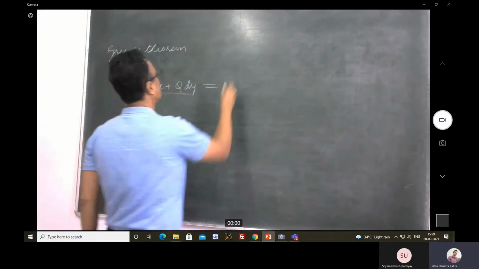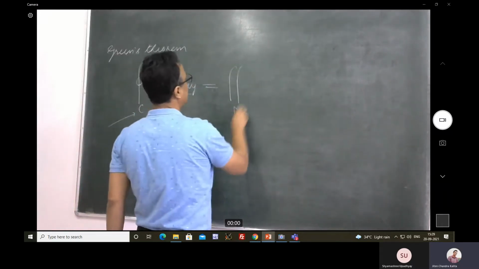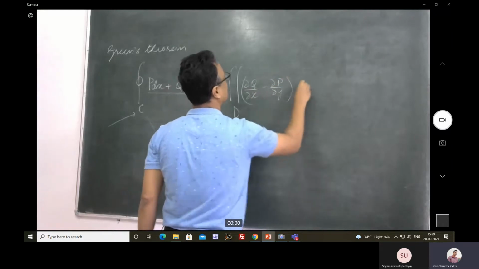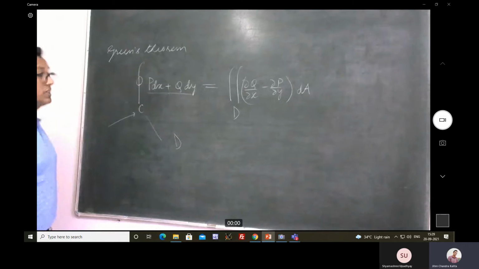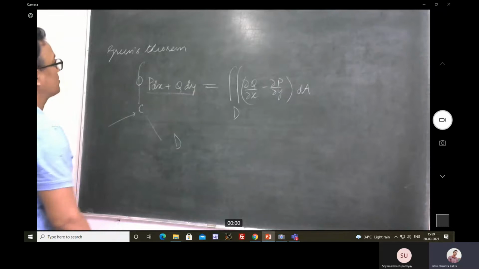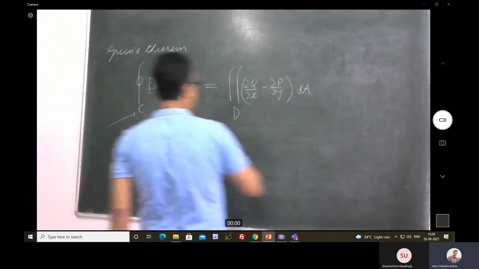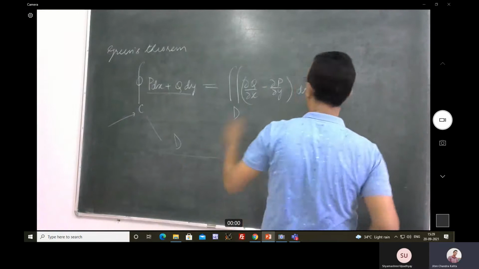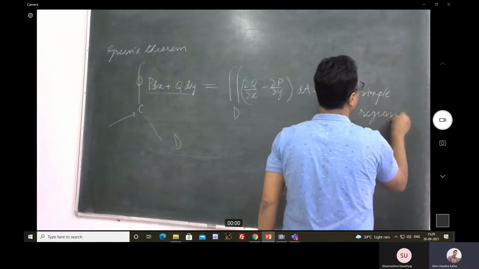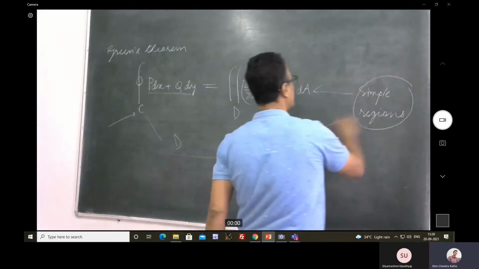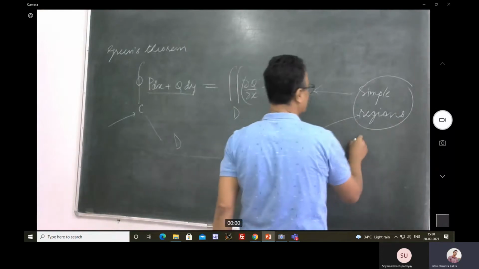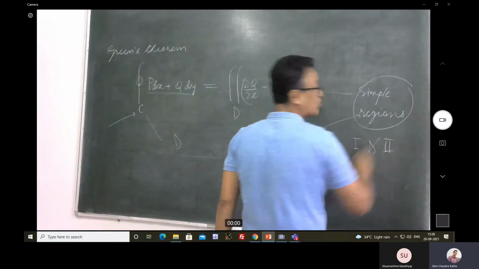this is given by this. So basically, it gives us a relationship between a line integral and a double integral. Okay, fine. If you recall, we proved Green's theorem for simple regions. And what are simple regions? The regions in the 2D plane which can be expressed both as a type 1 and type 2 region.